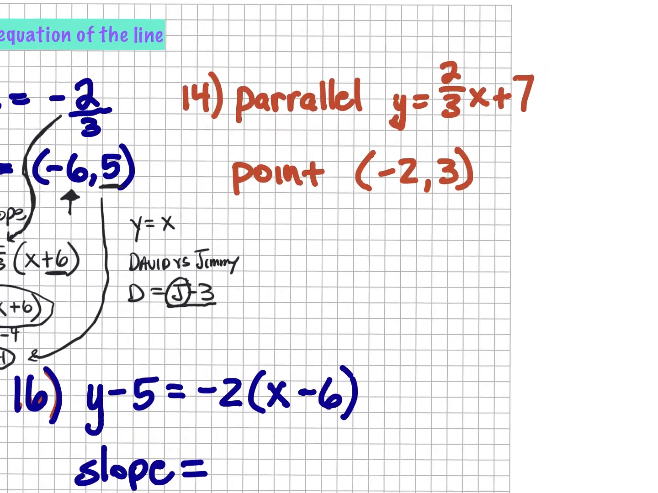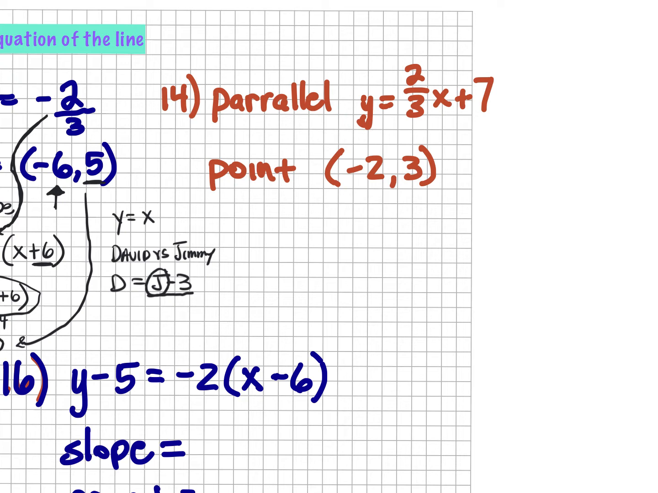All right. If it's parallel to 2/3 x plus 7, then the line I'm looking for is parallel, so it has the same slope. So I'm going to steal 2/3 as the slope. And if it goes through this point, then I know I can say y minus 3, because there's the y, there's the x, equals the slope that I want, 2/3, and then the x plus 2.